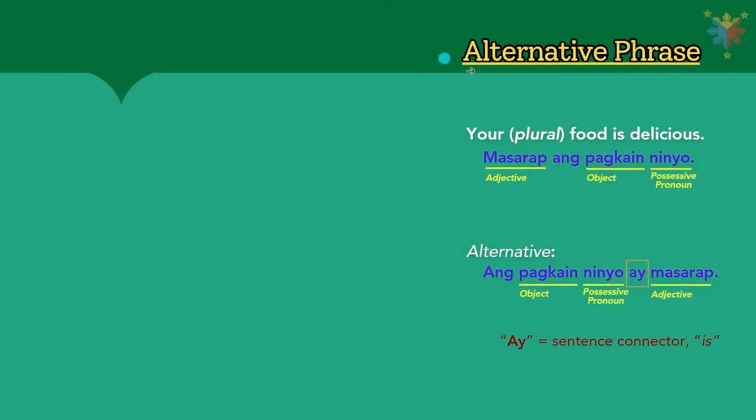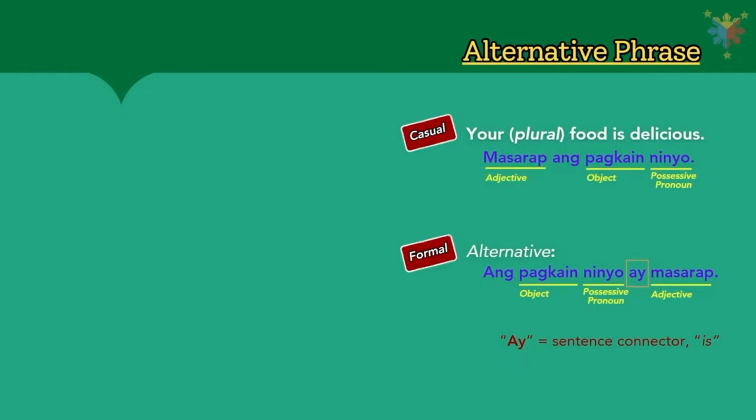So ang in this phrase means is, but then when you're switching it up, ay is the connector here. Not a lot of people use this second form. It's more formal. It's more casual to just say, masarap ang pagkain ninyo. But this is not wrong. Ang pagkain ninyo ay masarap. That is perfectly correct. It's grammatically correct. It's just not very colloquial. It's not what's used in common conversation every day.